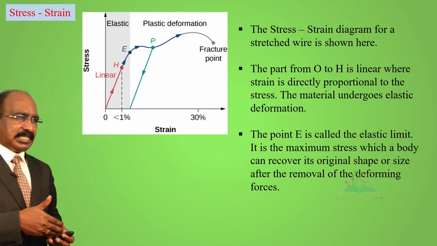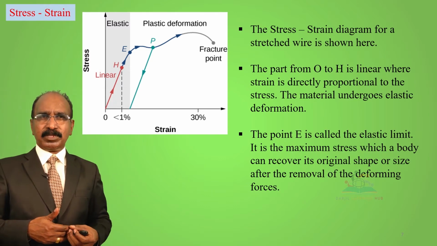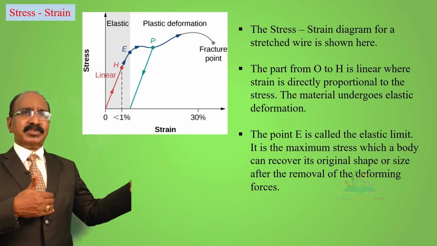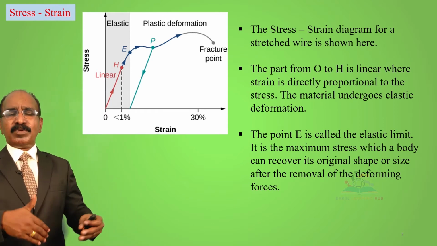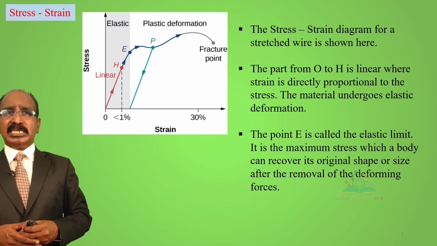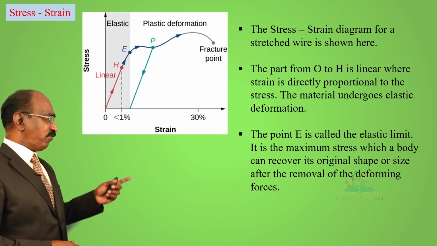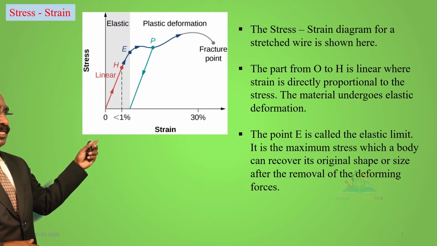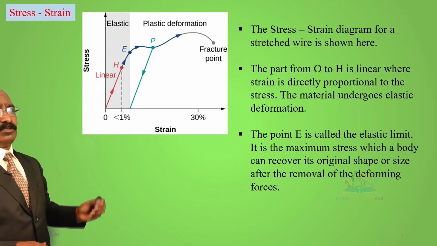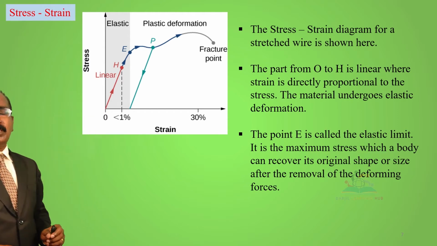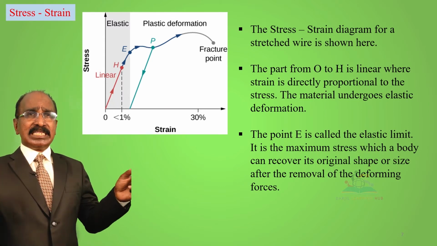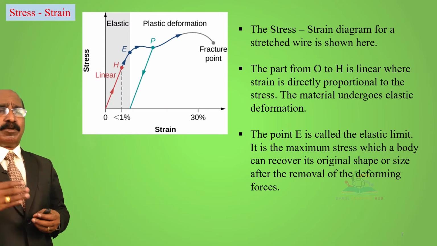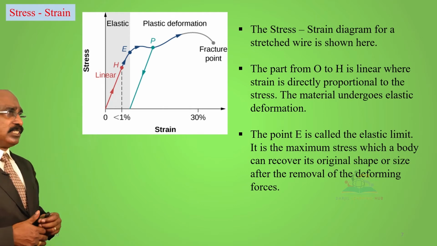When you apply the stress, automatically there will be a strain. What is the relation that exists between the stress and the strain? As the stress increases, automatically the strain will also increase. That is from the graph. You can see from the graph, from O to H, the graph shows a linearity. Therefore, the stress should be directly proportional to the strain produced in it.